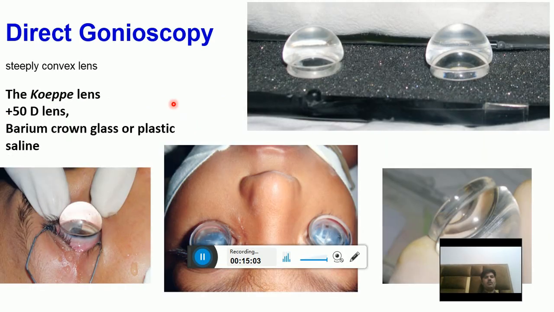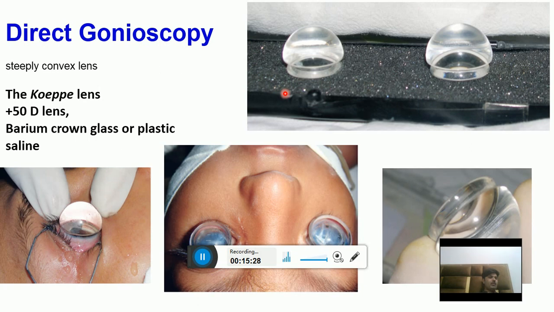Now direct gonioscopy. Here you can see no slit lamp is required. The angle can be viewed directly. Direct gonio lenses include Koeppe, Medical Workshop, Barkan and Swan Jacob. So this is the Koeppe lens, plus 50 diopter lens, barium crown glass or plastic.